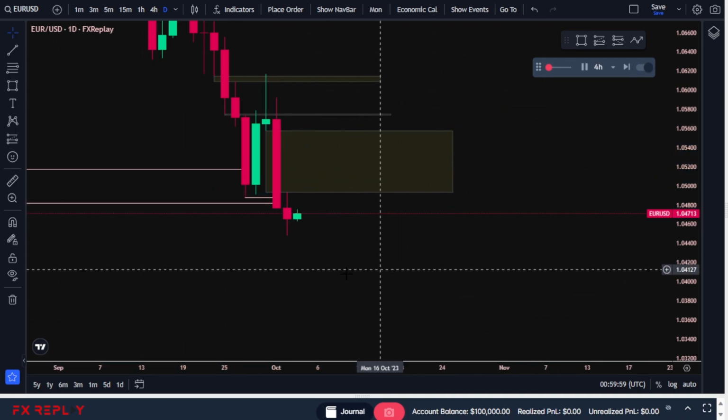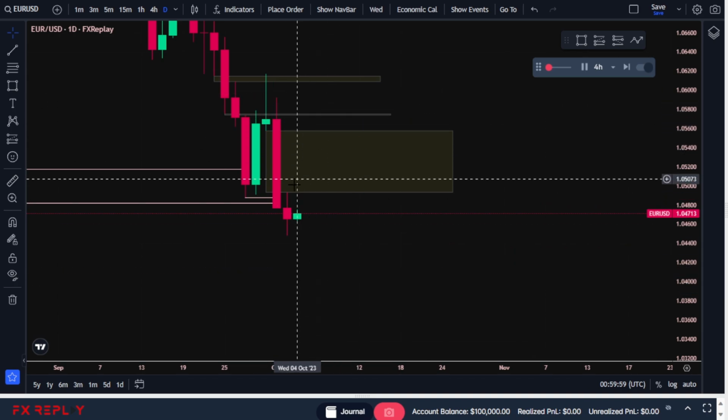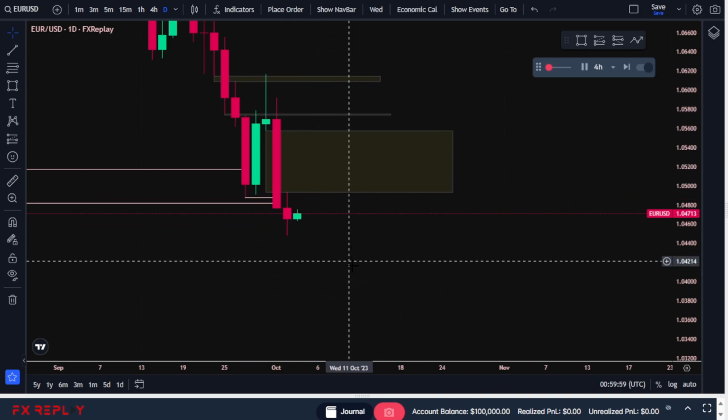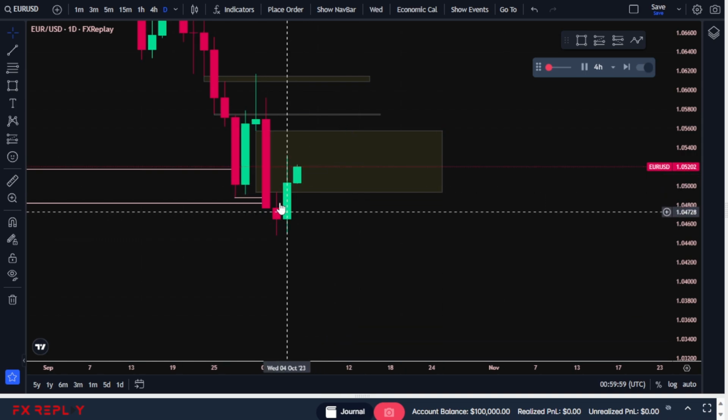Based on how price reacts to this fair value gap, either it rejects it or closes beyond it, we will then decide our next target. As we can see, the price closed above 50% of this fair value gap, which invalidates this fair value gap.